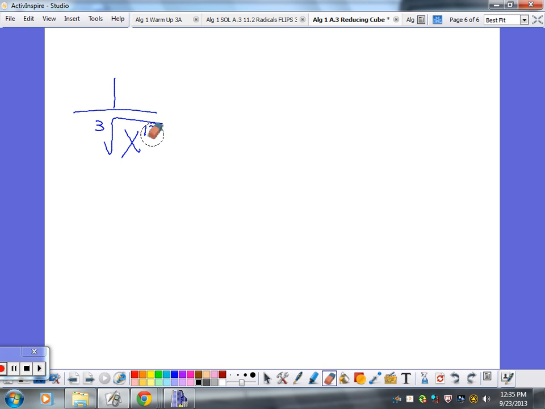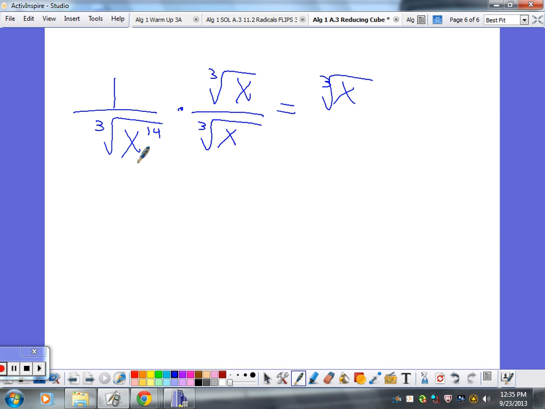I'll do an easier one. Can I have a cube root in the bottom? No. Is this a perfect cube? No. What would make this become a perfect cube kind of exponent? So what should I multiply it by? If I multiply the bottom by the cube root of x, what should I multiply the top by? Cube root of x. What is 1 times the cube root of x? What is the cube root of x to the 14th times the cube root of x? Cube root of what? And what is the cube root of x to the 15th?